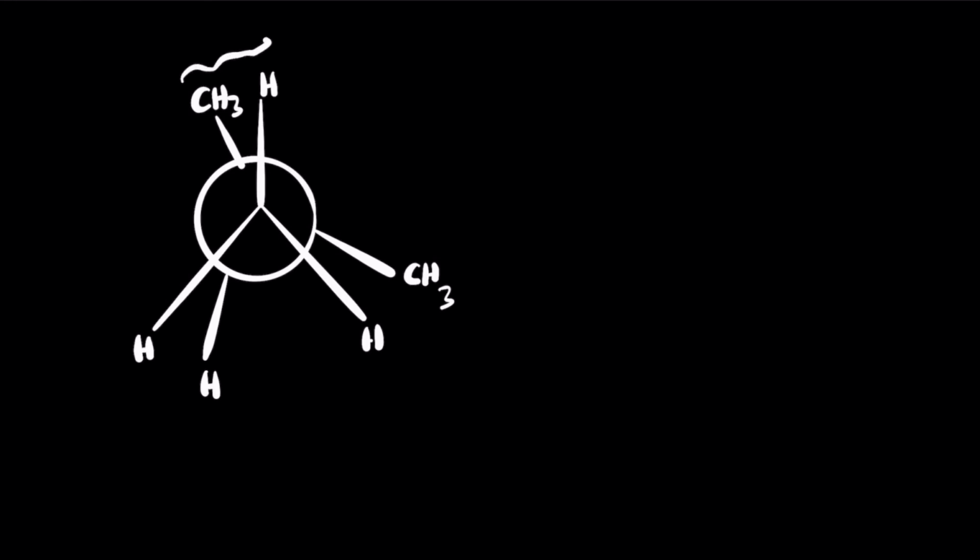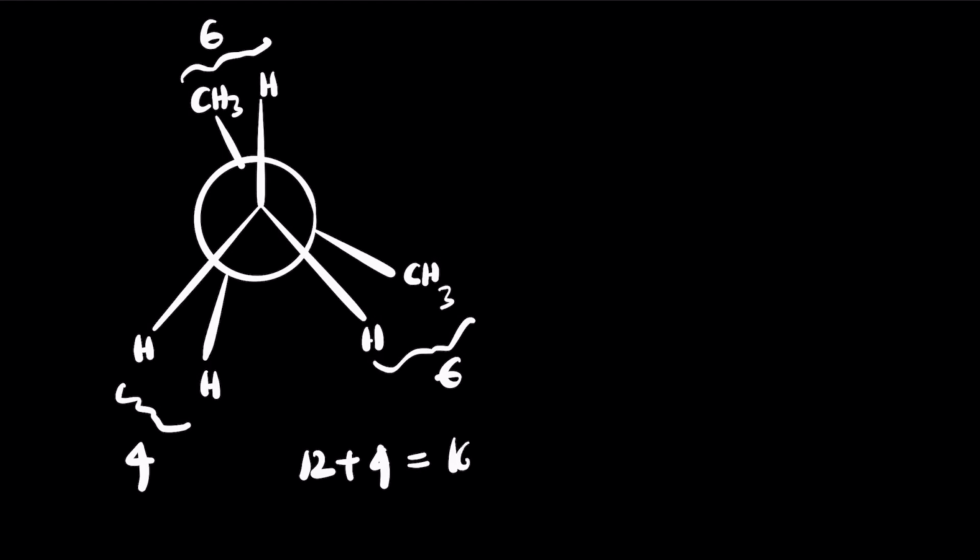So when you look at the eclipsed configuration here, you notice that there is one conformation where you would get CH3-H and CH3-H and H-H. We know that each of these costs about 6 kilojoules per mole. So this is about 6 kilojoules, and we know that this is 4. So when you add 12 plus 4, you get 16 kilojoules per mole. So this is the energy for this conformation.